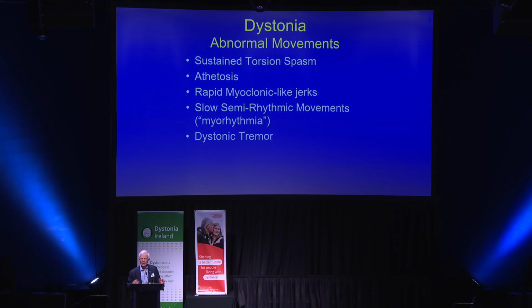There are a number of different kinds of abnormal movements that patients with dystonia have, and this is one of the sources of confusion. Remember I said it's easy to say somebody's got dystonia if their neck is twisted and it's always twisted, but what happens if it's jerky or irregular? What happens if it's slowly writhing? And the term athetosis is used for slow writhing movements, or rapid shock-like jerks. That is often a source of confusion.